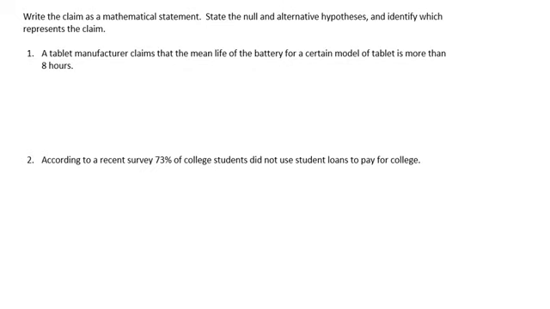In these two examples, we're going to look at writing the claim as a mathematical statement. We'll state the null and alternative hypotheses and identify which one represents the claim. So let's look at the first one. A tablet manufacturer claims that the mean life for the battery for a certain model of tablet is more than 8 hours. Let's look for some key phrases in here.